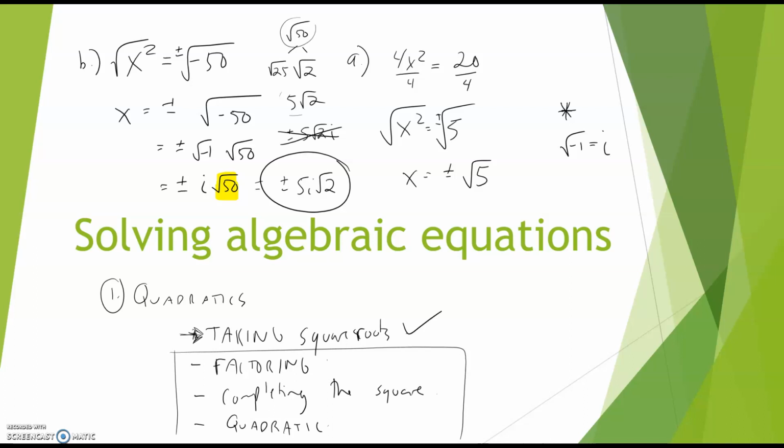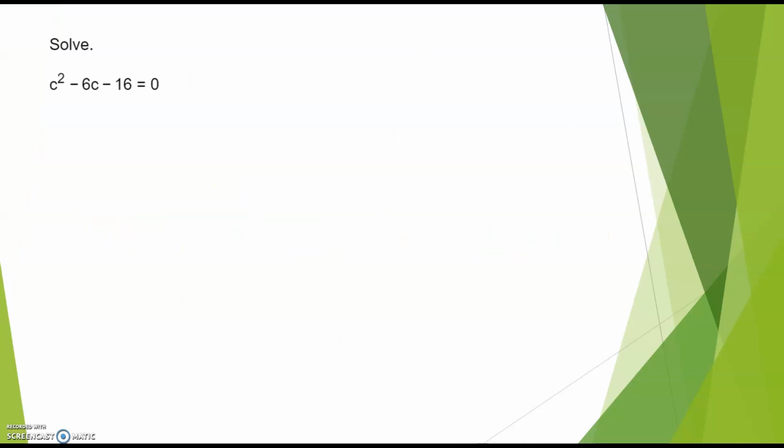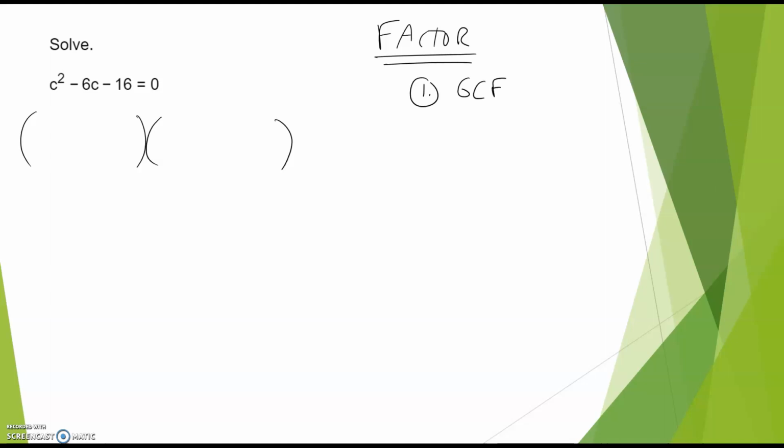All right, so let's see. Your job will be to solve and just use whatever method works. So if I look at that, I cannot solve by taking square roots. So what I need to do is factor, complete the square, or use the quadratic formula. So you may remember your methods for factoring. So let's break those down. If I want to factor, I first want to look for the greatest common factor. This one does not have one. There's nothing common to those three terms.